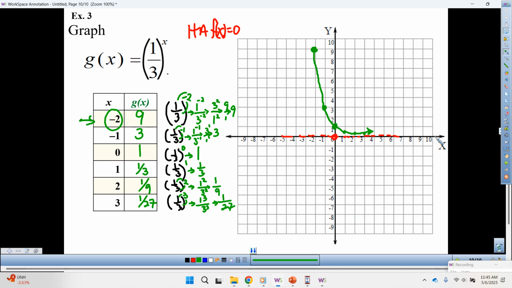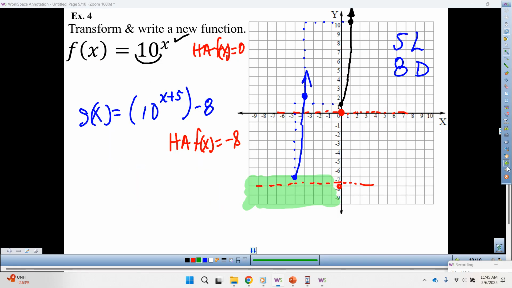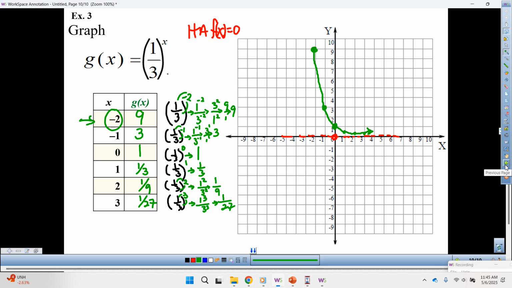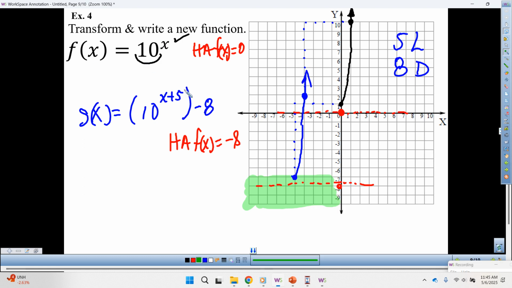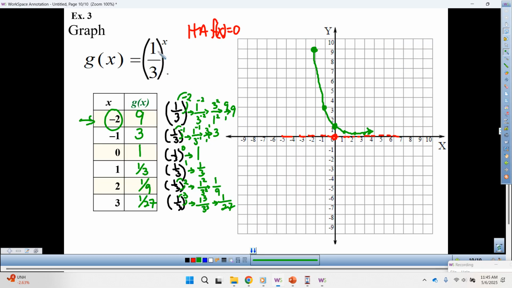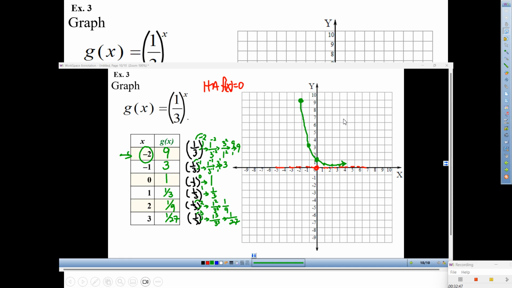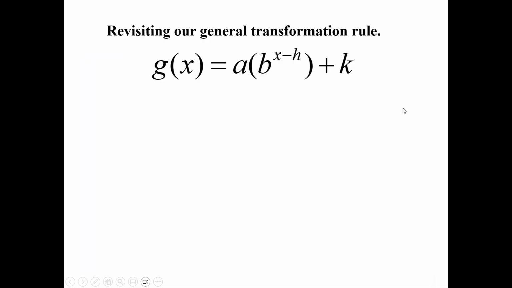All right, what would you say is the difference, Gabriel? From these to these. That if it's a base which is a whole number, what happens to the graph? It increases, yes. And if the base is a fraction, what happens? It goes down, it decreases. That is correct.